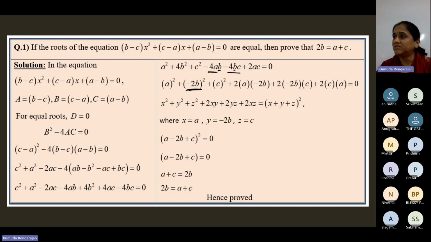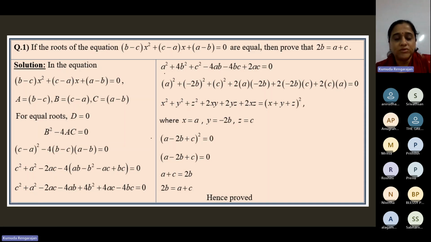Can you recall this from 9th standard? In the identity, all the 6 terms are positive. But here we have 2 negative terms. So which is the common variable there? B. So that b term should be negative.